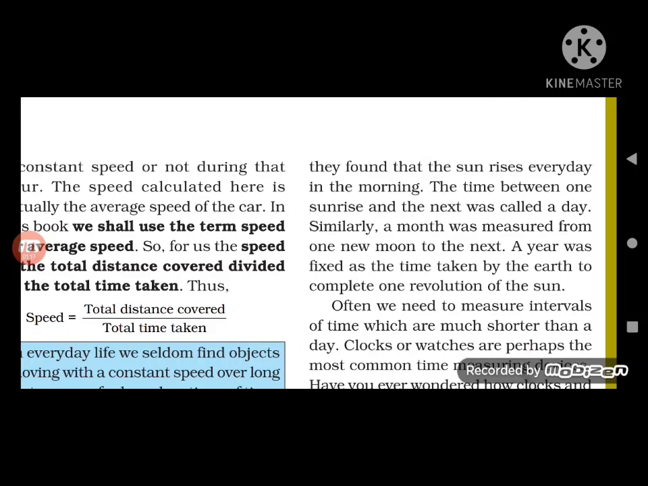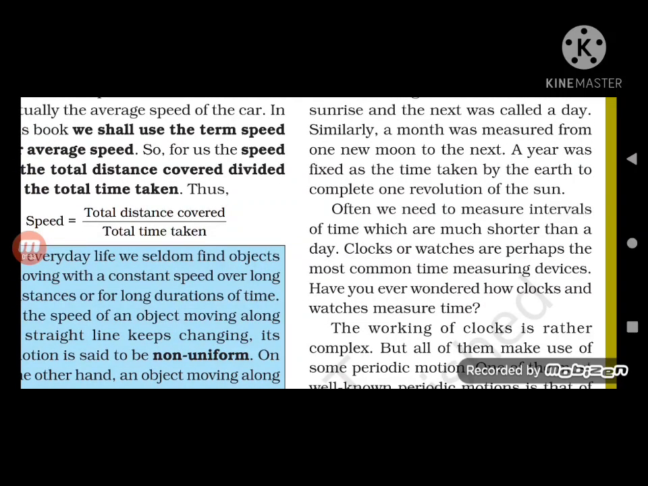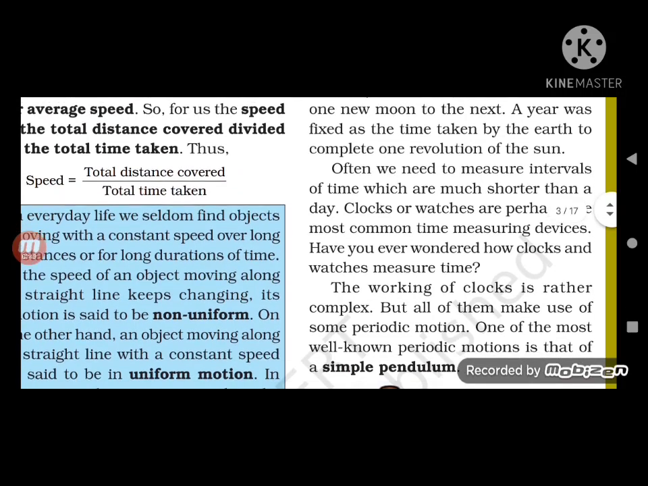Whenever the sun comes overhead, it means it is noon. When the sun sets, it is evening, and when the moon comes out, that means it is night. And a month was measured from one new moon to the next. A year was fixed as the time taken by the earth to complete one revolution.